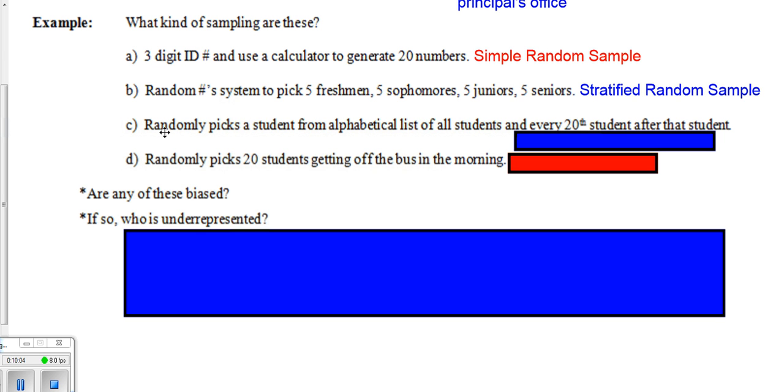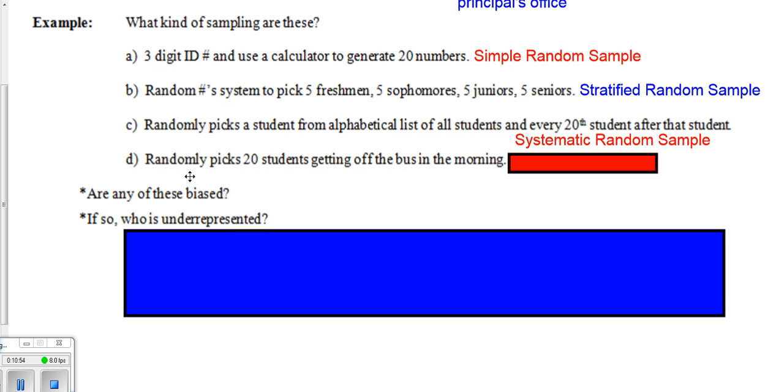How about this one? C, we randomly pick a student from an alphabetical list of all the students, and then we say every 20th student after that person. This would be a form of the systematic random sample. It's still random because there isn't anything that leans more towards this group or that group. It's still going to be randomly selected, but because two students who are alphabetically right next to each other will never be able to be chosen in the sample together, it kind of rules them out. So it's not a truly simple random sample, it's systematic. It says every 20th person or every 5th person. There is a certain system that picks all the students, but they are still randomly selected.